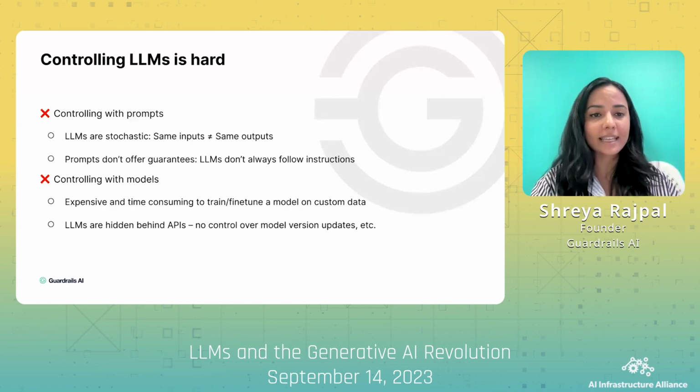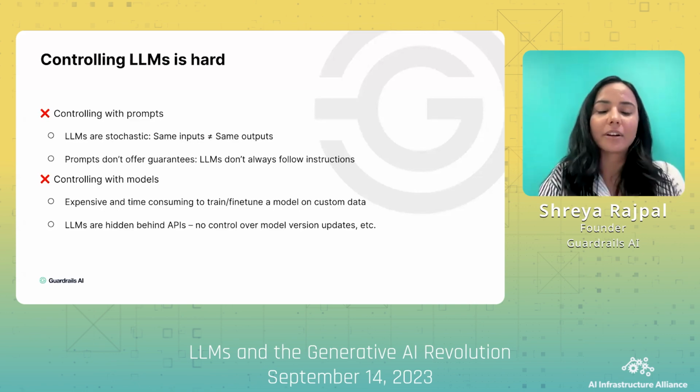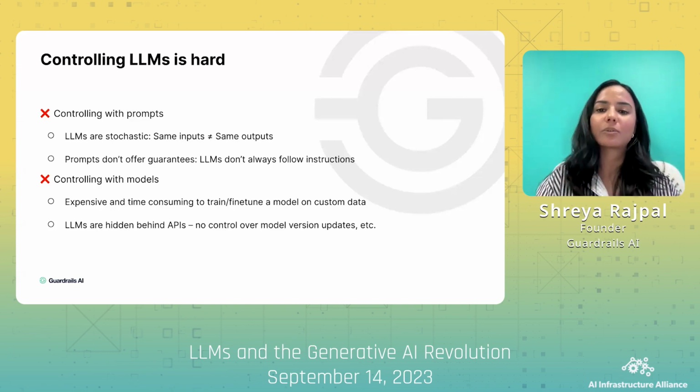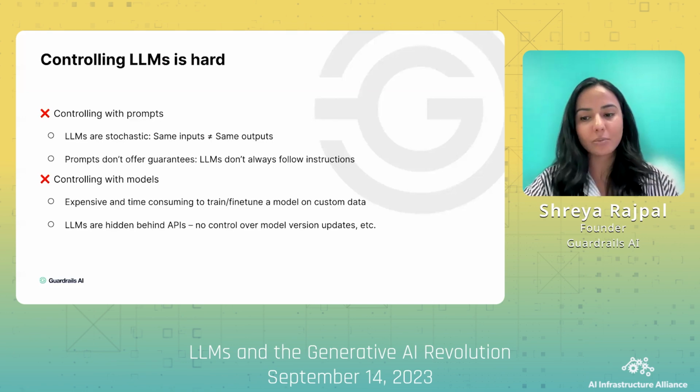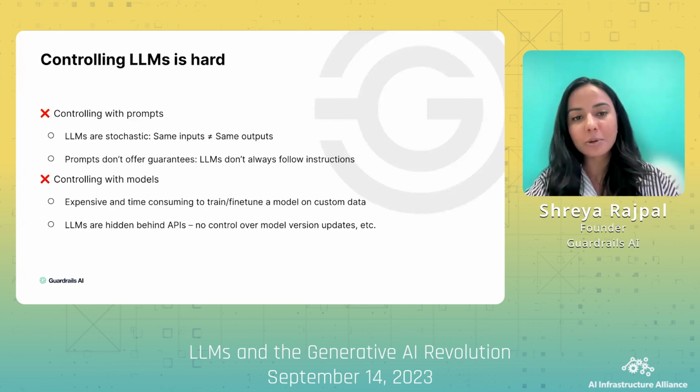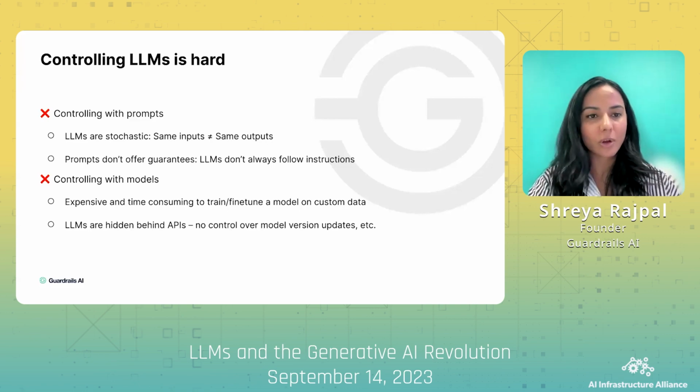The second is that LLMs are hidden behind APIs. So even if you're not directly training or fine tuning a model, a commercial LLM provider might update the model version in the background without cutting an official release of the model. So as a developer, you end up having very little control over the model.